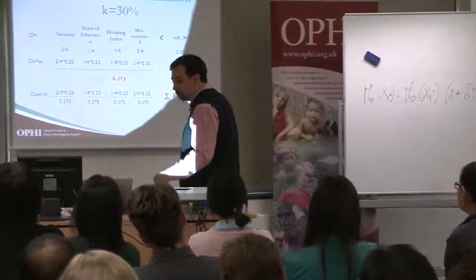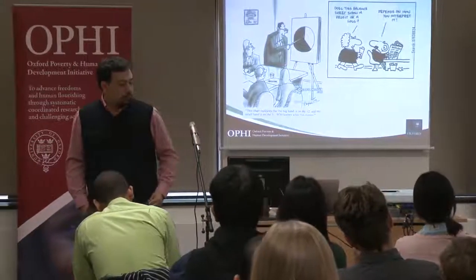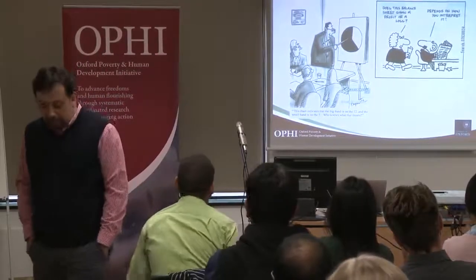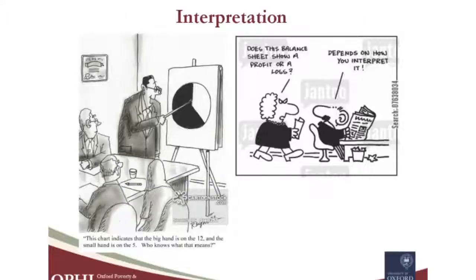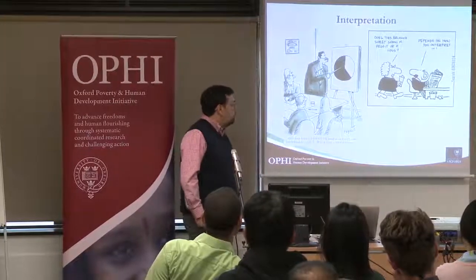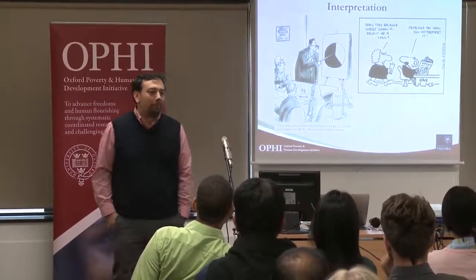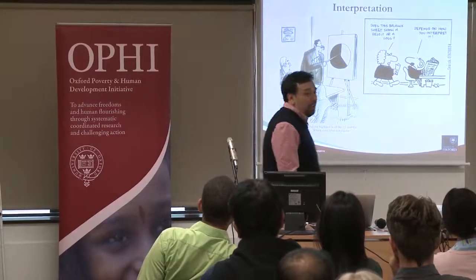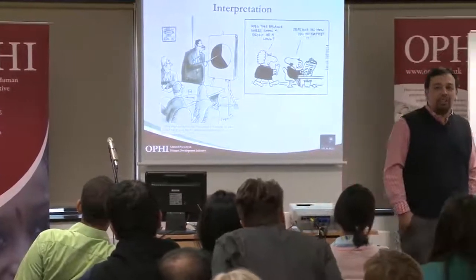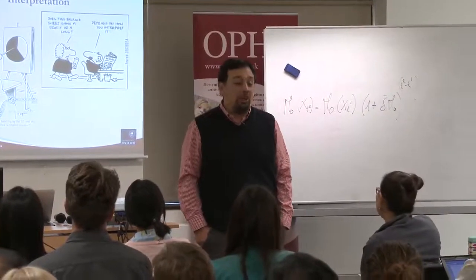Let's go to the second part. Interpretation. This chart indicates that the big hand is on the 12th and the small hand is on the 5th. Who knows what that means? One thing is to have the data. I'm pretty sure that you have Excel files, data files, do files, full of numbers. And now we have to share it. Now we have to get something from that.